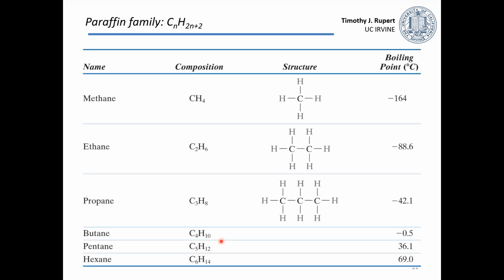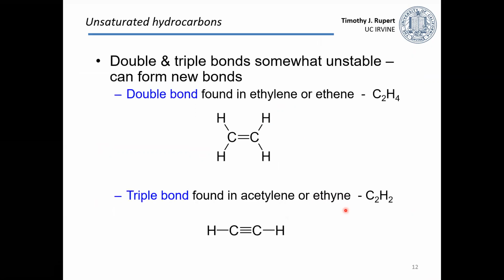A good example of this is the paraffin family. So things like methane, ethane, propane are just building up different saturated carbon structures. So this first one is just 1 carbon with 4 hydrogens around it. Now we have 2 carbons, 3 carbons, and so on and so forth. And we can build up these longer and longer molecules, keeping those same sets of single bonds. Now that's not the only option.